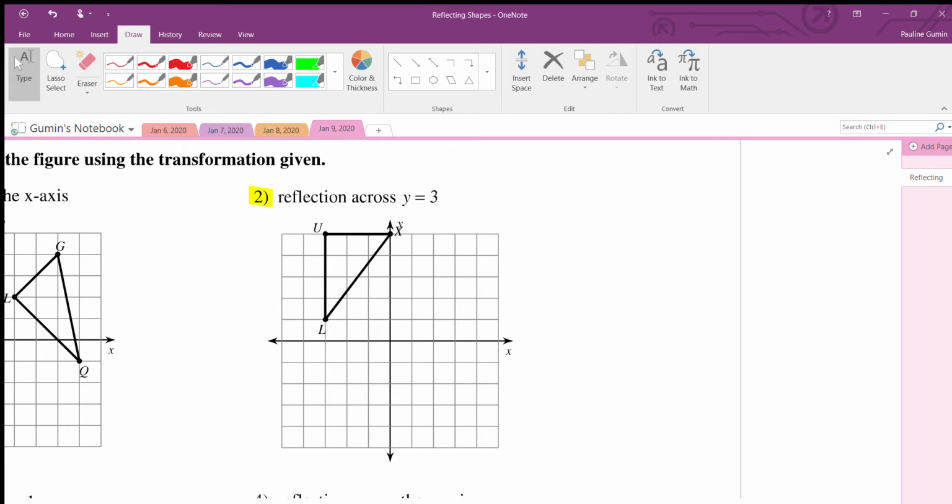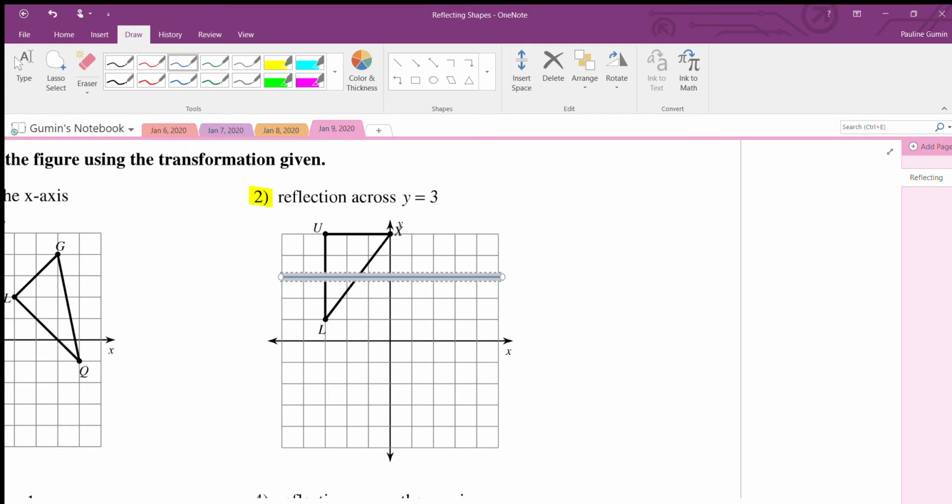Let's do it. The first thing that I'm going to do is draw the line of reflection. I prefer to see it when I'm doing it graphically. I think it makes it easier. Okay, there's our line of reflection.